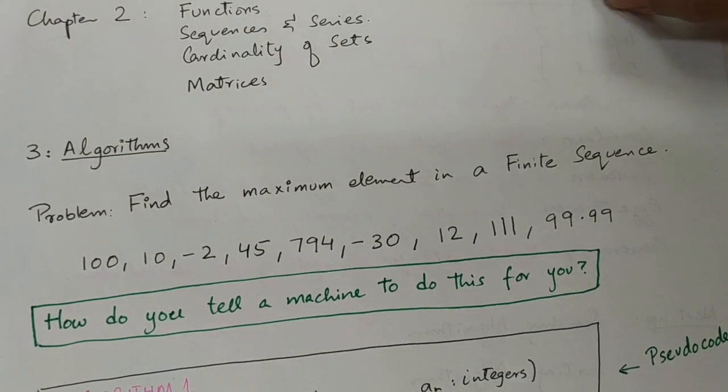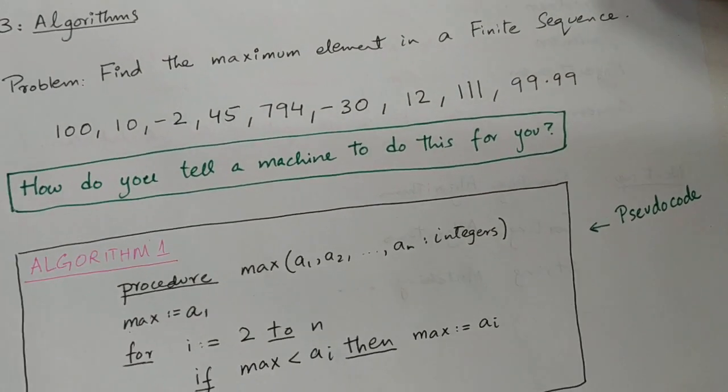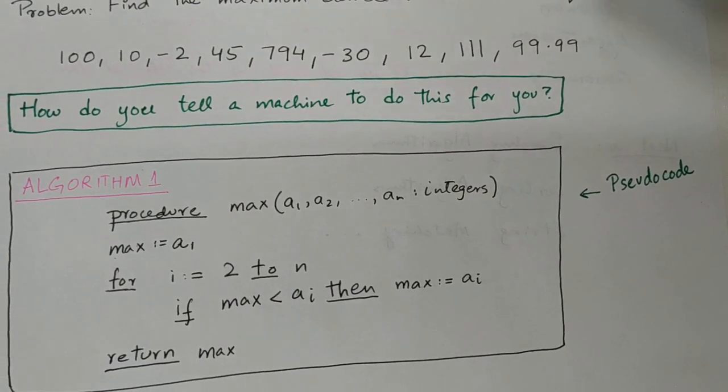So a pseudocode for an algorithm for this procedure. This is just from the book. I've just copy pasted it. And the idea is that this is not an actual code. A pseudocode is just a rough sketch of a code that doesn't follow any particular syntax.